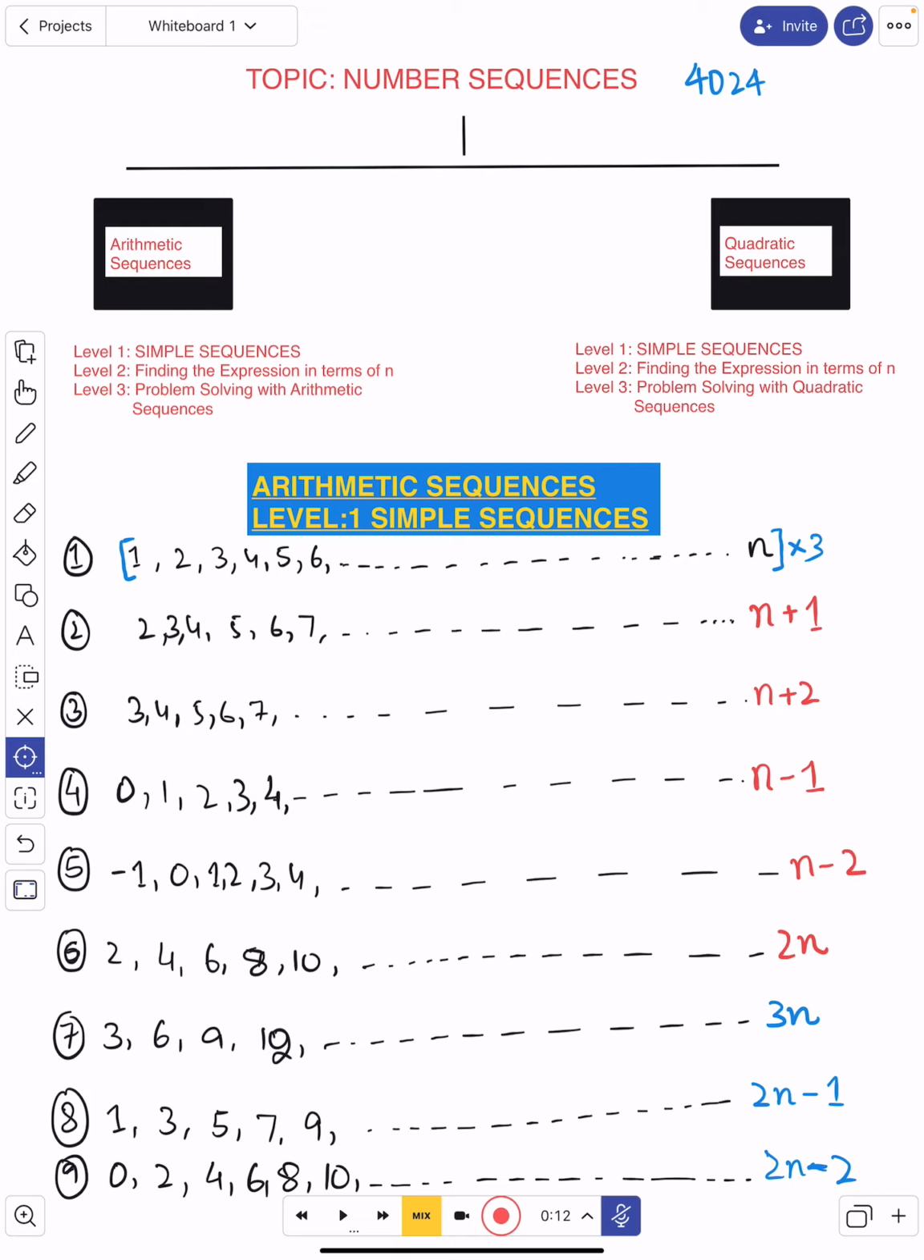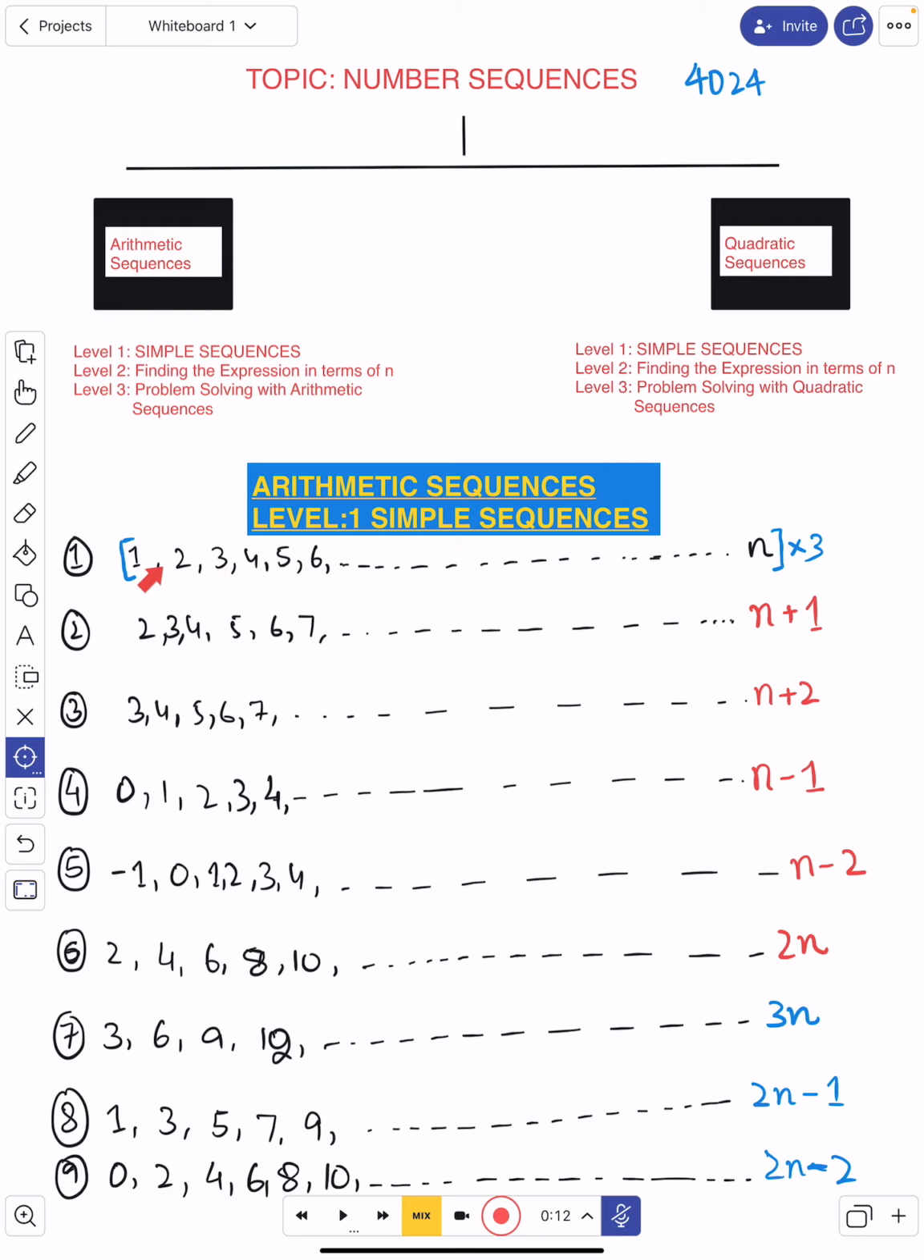So let's start the first lesson, arithmetic sequences, level 1 simple sequences. We are going to study simple sequences. Before we start, I want to tell you what sequences are. A sequence is a special arrangement of numbers in which every term, every number, has a relation with the previous and the next number. For example, in this number sequence, 2 has a relationship with 1 and 3, one preceding and one succeeding.